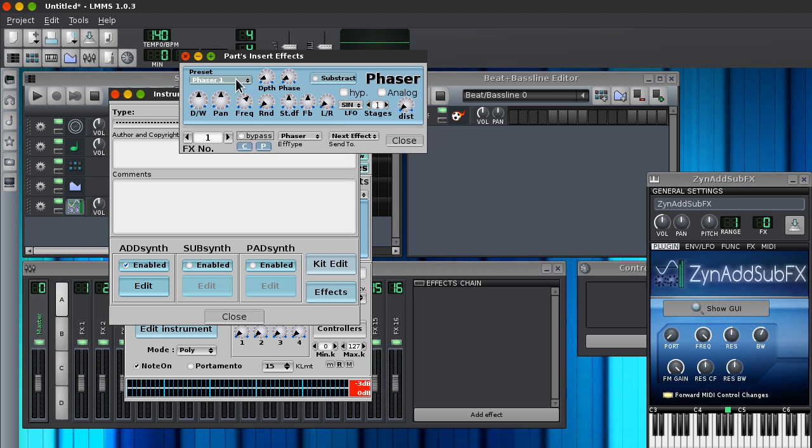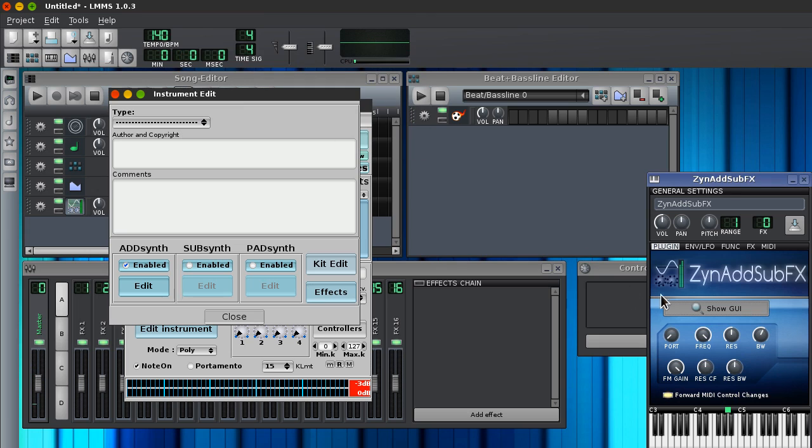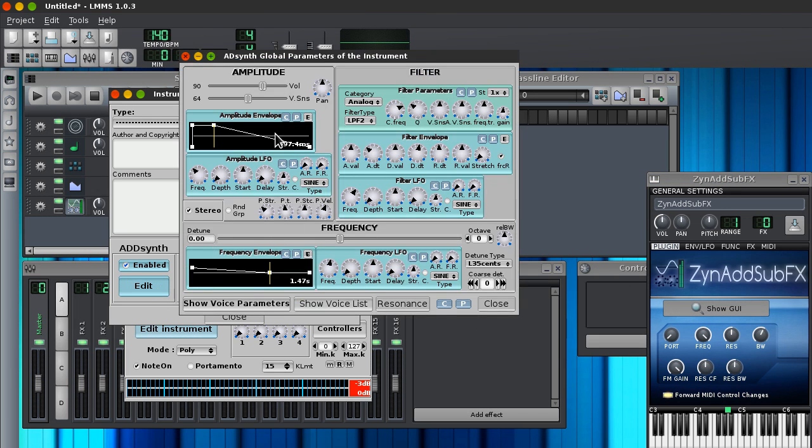And I also have an LFO frequency on this with the depth set very low. If I had the depth higher, it would sound like, I don't want it to sound like that. Yeah, so that's pretty much it.